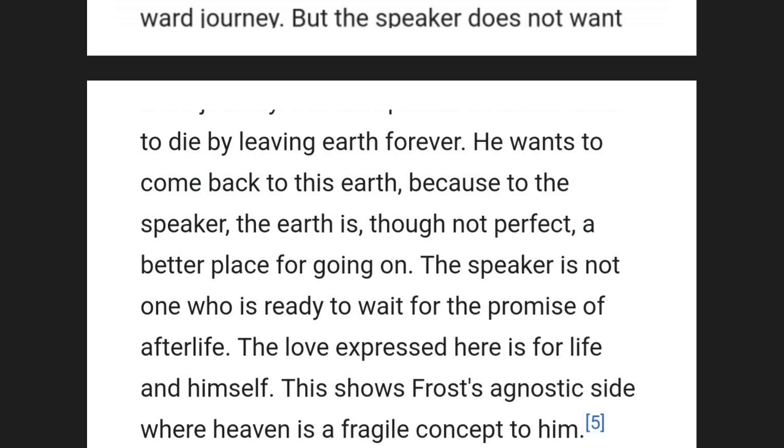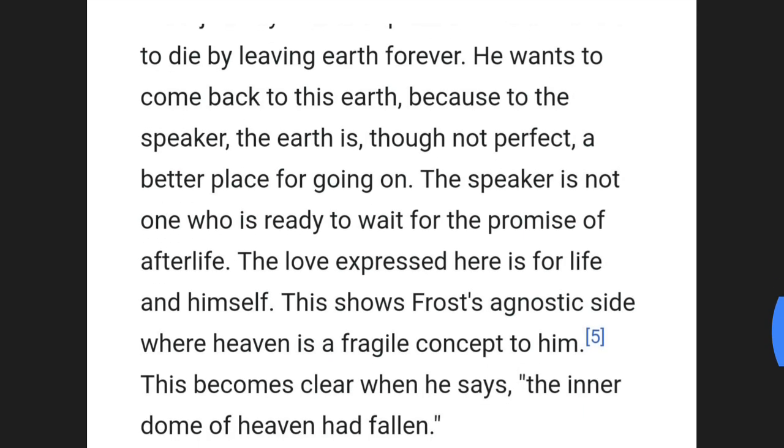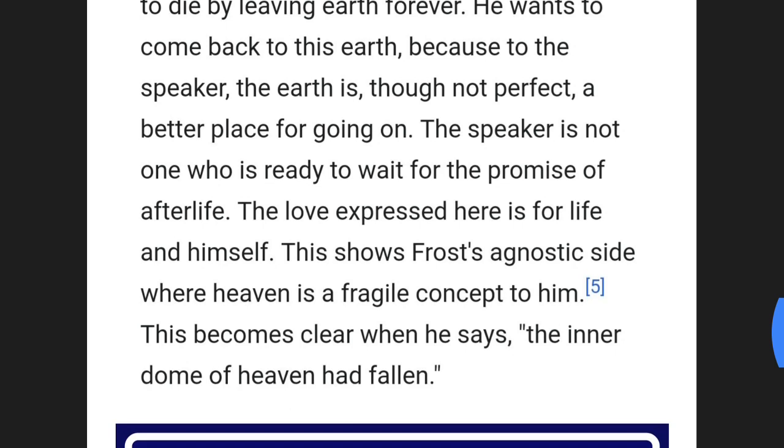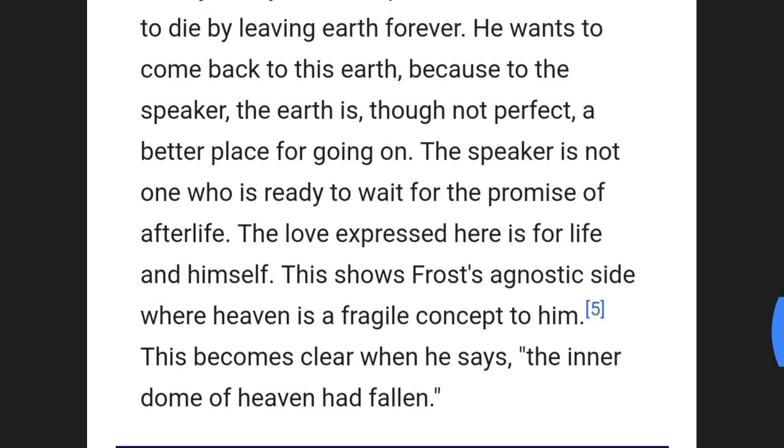The speaker is not one who is ready to wait for the promise of afterlife. So he does not want to believe in the philosophy of life after death, what lies beyond the threshold of life on earth. There is another life waiting for you in the next world. He does not want to believe in such things, such philosophies. The love expressed here is for life and himself. This shows Frost's agnostic side, where heaven is a fragile concept to him.